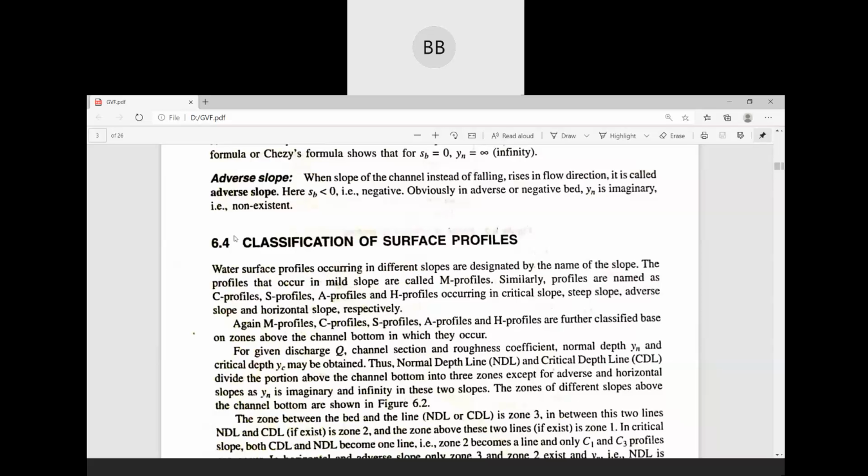So next you can write classification of surface profiles. Classification of surface profiles.